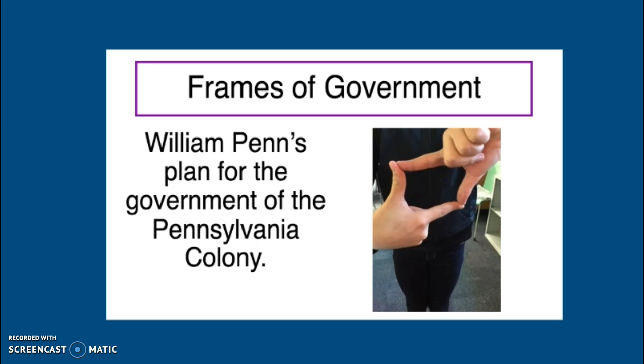So students picked this because it's a frame, or it looks like a frame, but additionally, it also resembles Pennsylvania. So frames of government, the definition was William Penn's plan for the government of the Pennsylvania colony. So students thought it would be a really good idea to have it as a rectangle because it also looks like Pennsylvania, but it's also a frame. So through those context clues, they are able to piece the definition together just through a simple hand motion.